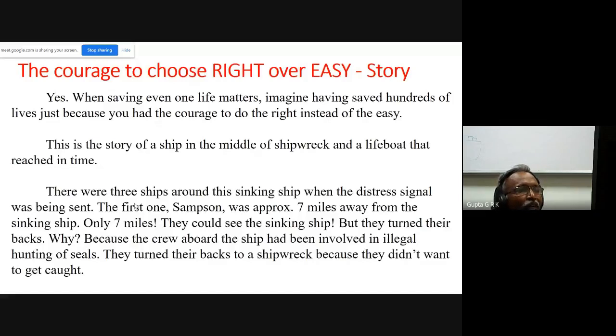So knowing that people are drowning and going to die, they could not take the risk, and they didn't have the courage to save the people. That's what happens many times.